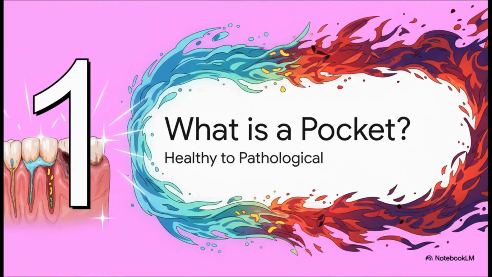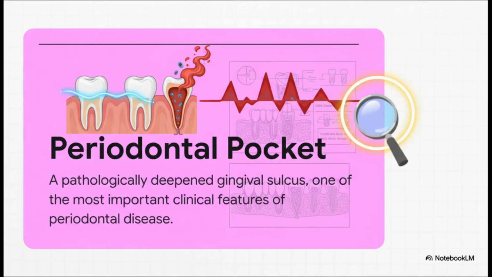But what happens when things start to go wrong? This is where that healthy, shallow sulcus begins to transform into something completely different. Let's watch how this space can evolve from a state of health to a state of disease. So when that shallow sulcus deepens because of disease, we stop calling it a sulcus and start calling it a periodontal pocket. And this isn't just a matter of it getting a little deeper. It's a fundamental shift. It's one of the most important clinical signs that periodontal disease has really taken hold.